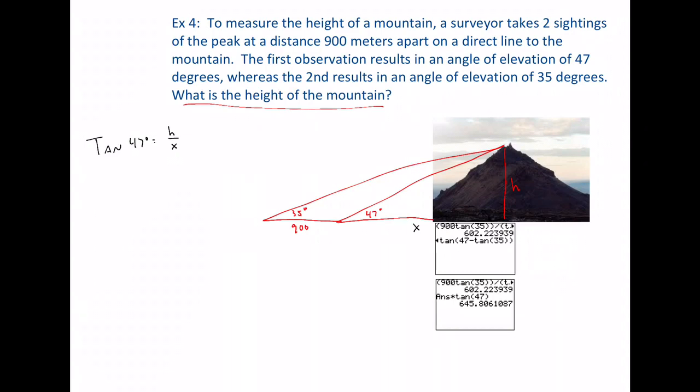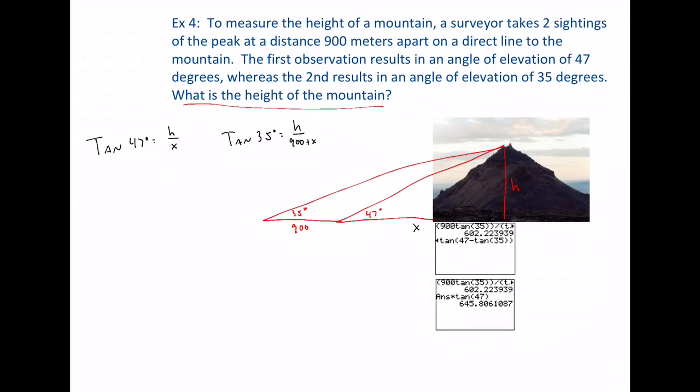We'll now create a second equation of another right triangle using 35 degrees. Now remember, we're using the right triangle, not just this triangle, but it has to be all of that. So that'll be tangent of 35 degrees is equal to opposite, which is still the height, but the adjacent is not just the 900, it's the 900 plus the x value.